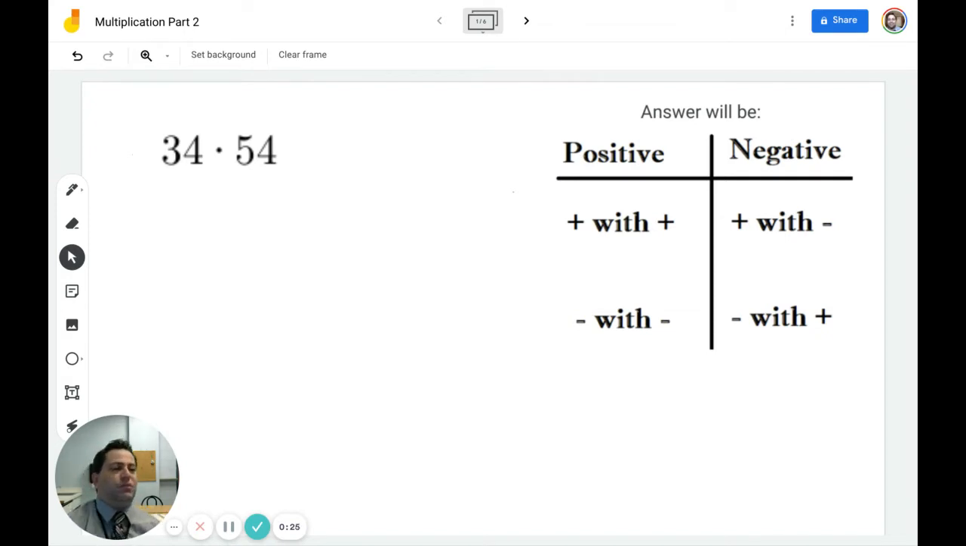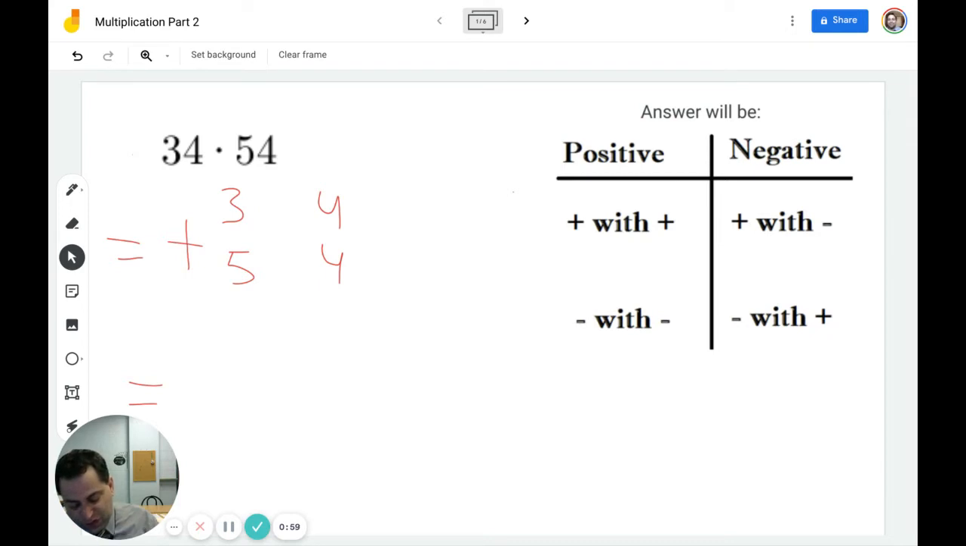So let's try some examples. In this first example, we have 34 times 54. Well, we have a positive times a positive. Therefore, I know that my answer is going to be positive. One strategy I want to show you for multiplying numbers is to break them up into a grid. So we have a 3, we have a 4, a 5, and a 4. In order to get the answer, we just have to multiply in 3 steps.